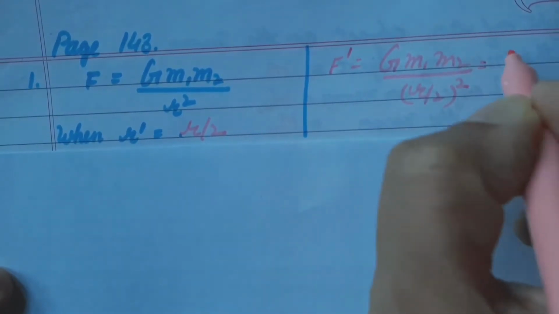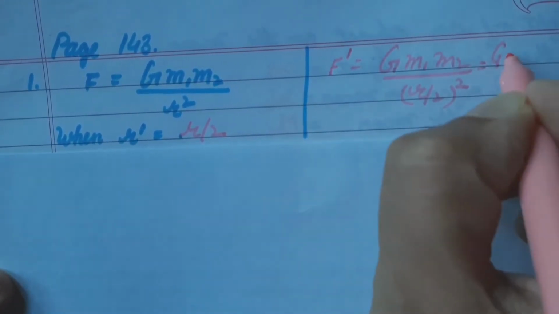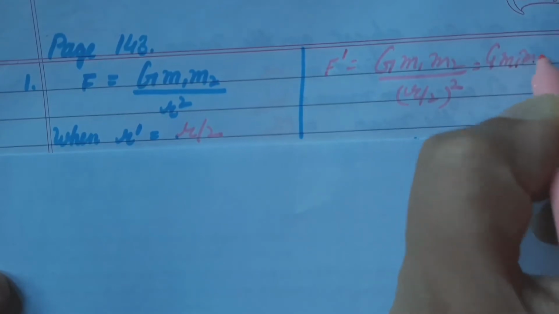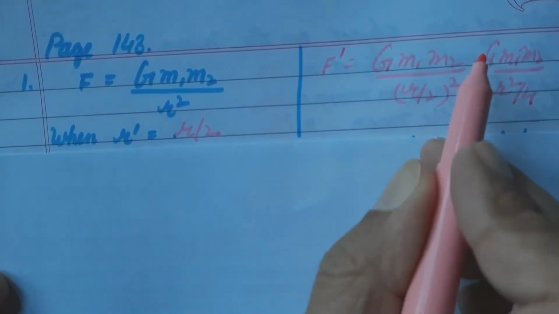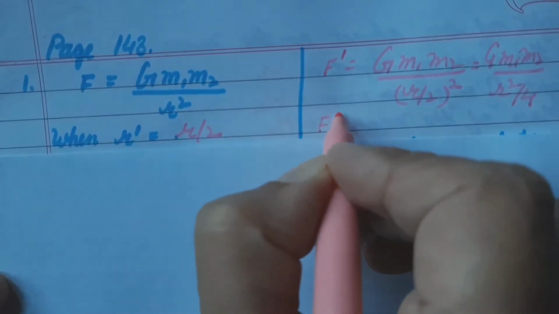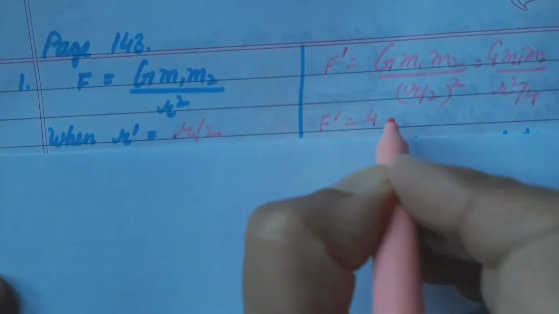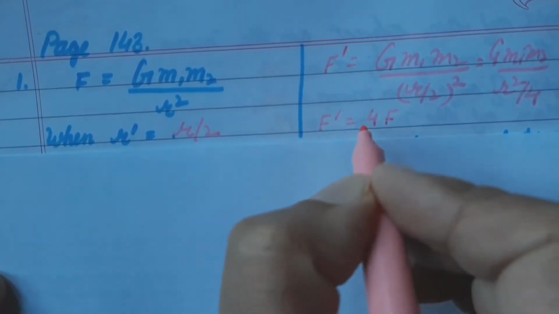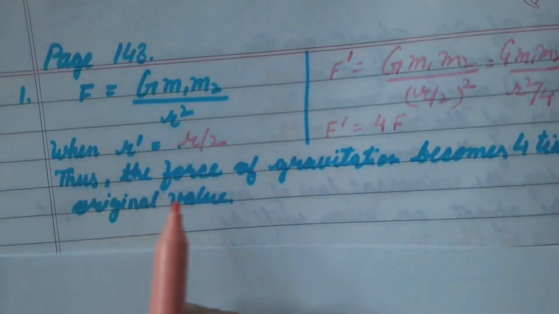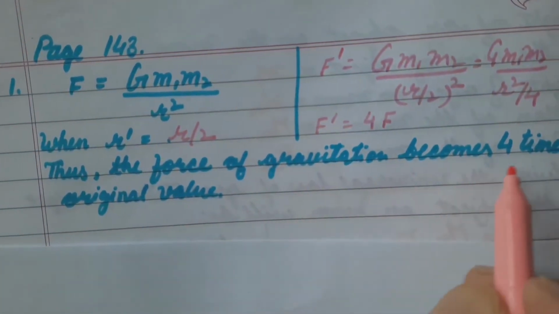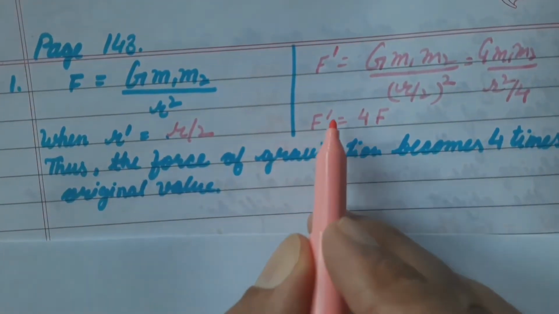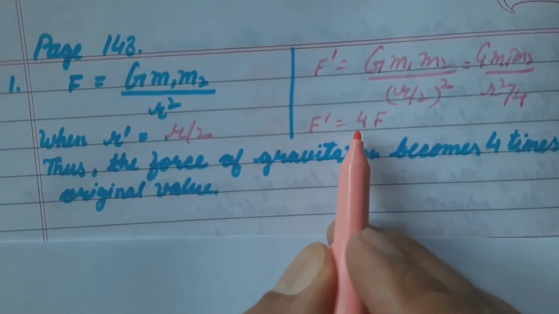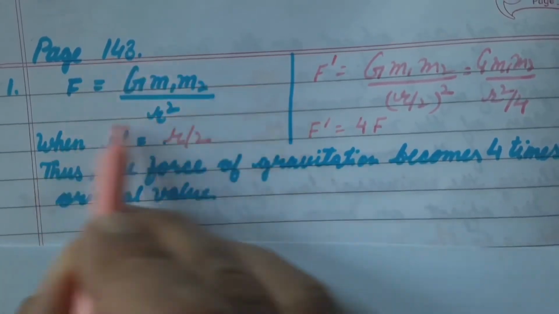It will become G m1 m2 upon r square upon 4, which means the 4 will move up. It will be F dash equals 4F. What does it mean? The force of gravitation becomes 4 times its original value. The new force F dash becomes 4 times the original force.